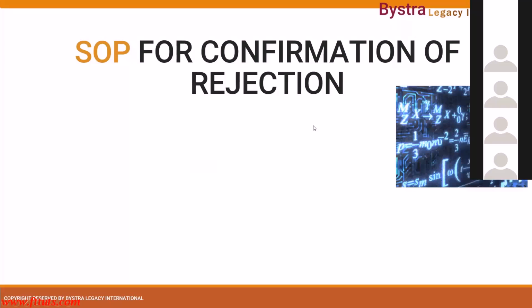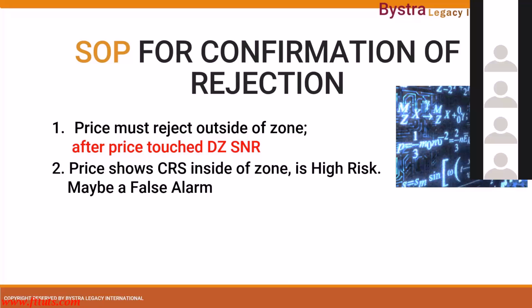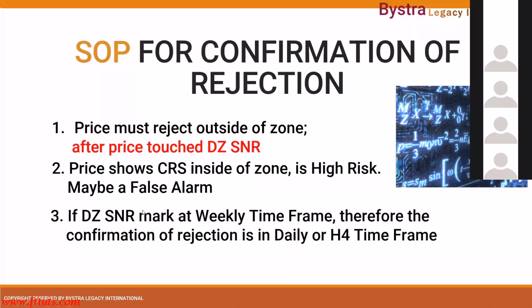Sure. Just continue. Okay, so the SOP for confirmation of rejection: first of all, it must always touch the danger zone SNR first, okay? And then the candle must always close outside of it. If it closes inside the zone, it is high risk. We always mark our danger zone SNR at the weekly time frame, and confirmation of rejection must always be 2 time frames lower. In this case, weekly, the lower ones are daily and H4.